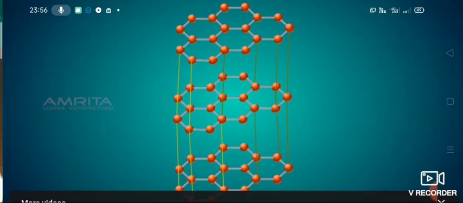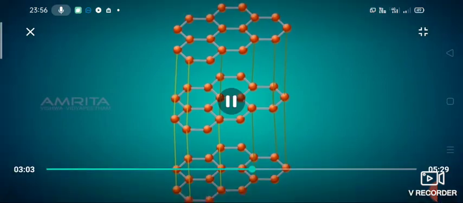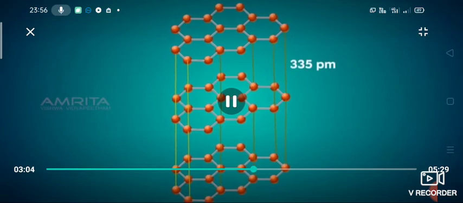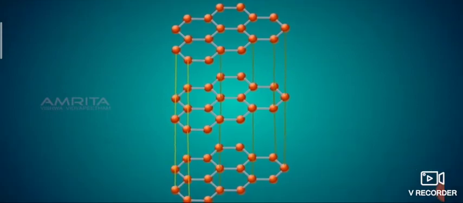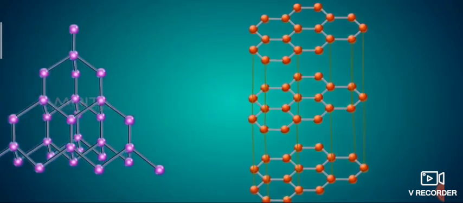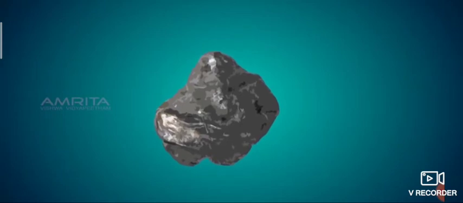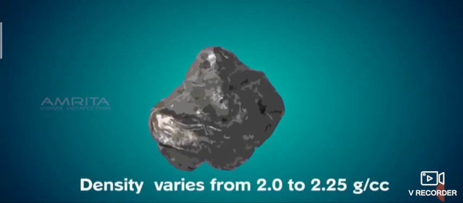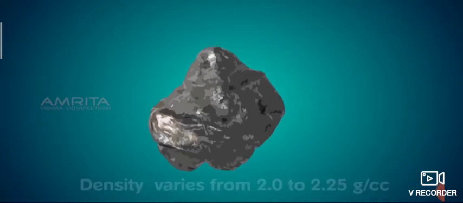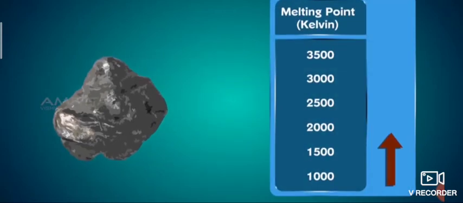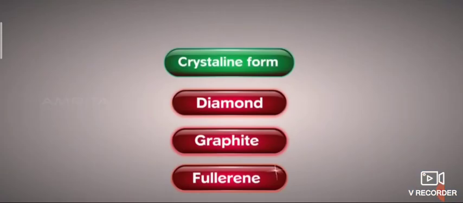Could you write the difference between the structure and properties of diamond and graphite? So the distance between one layer is 335 picometer. It is slippery because of weak forces. Write the difference between graphite and diamond. Density is 2.25 gram per cc. Melting point is around 1500.